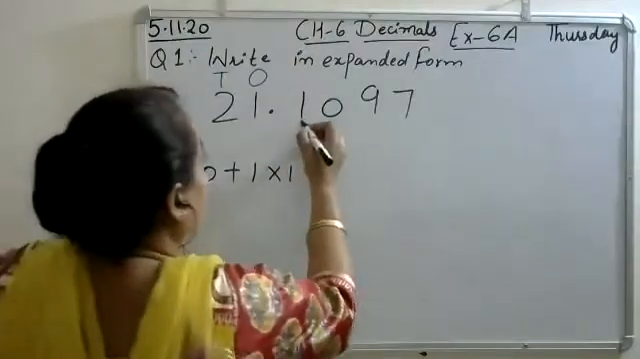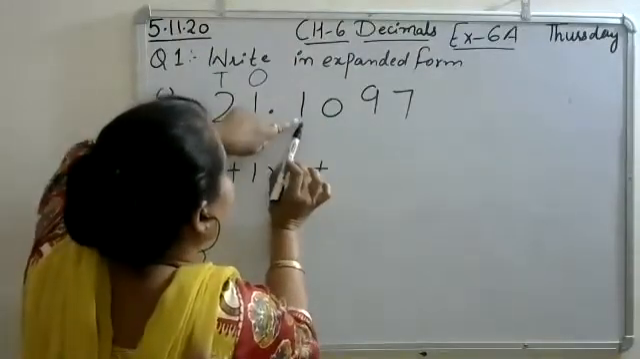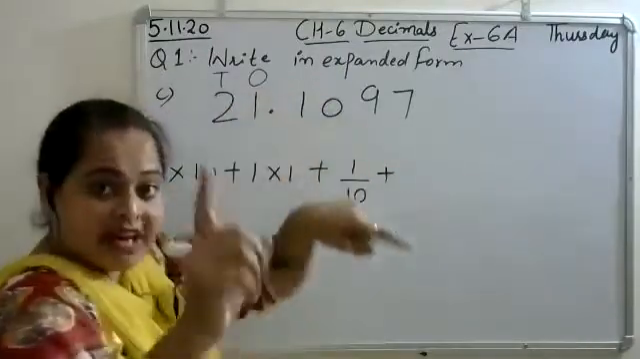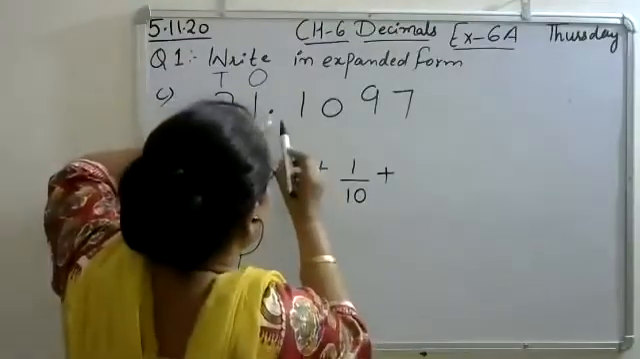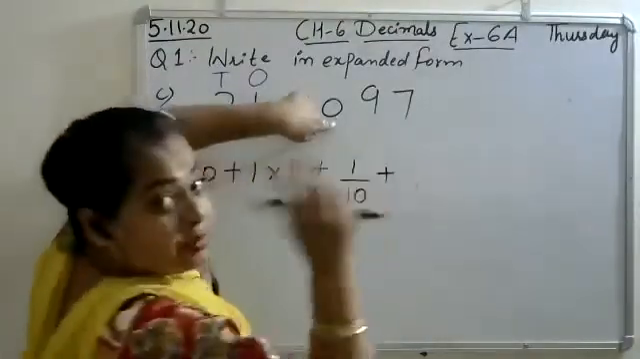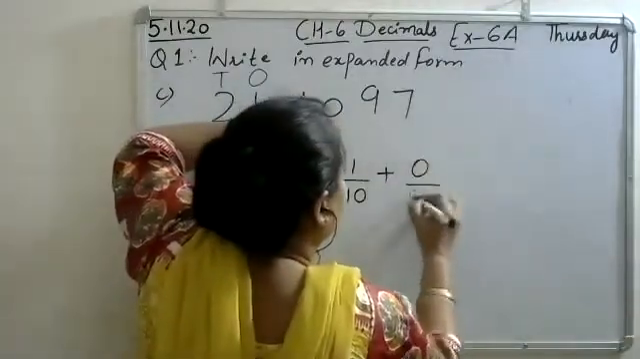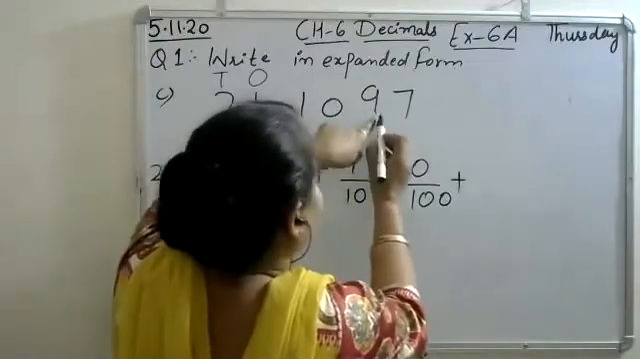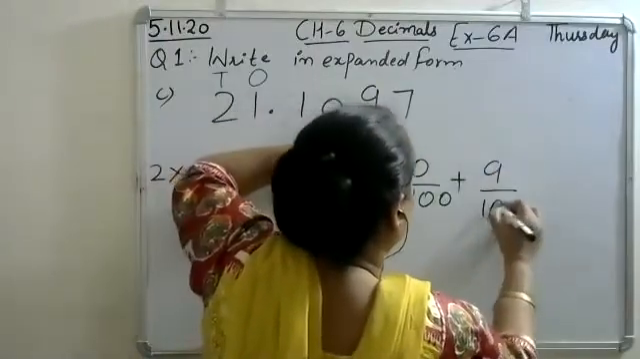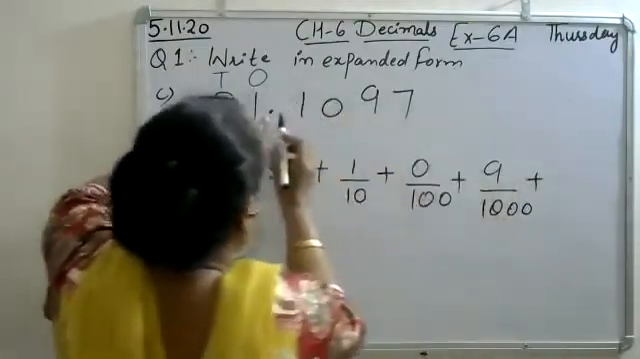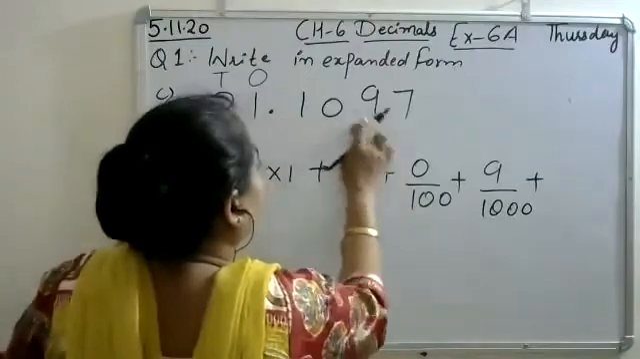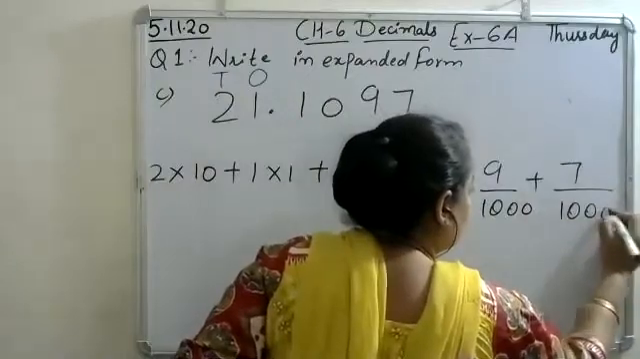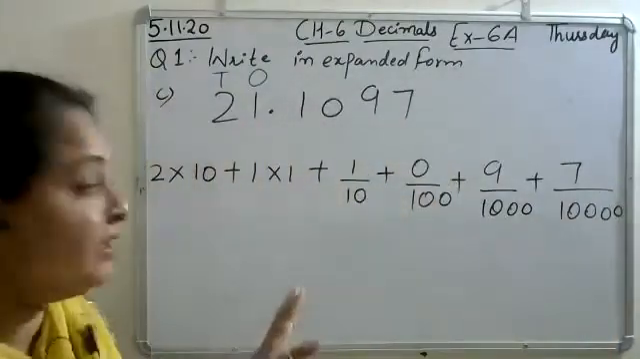So the first place after the decimal is 1 divided by 10. First means 1 zero. Then after the decimal, this second place. Second place means 2 zeros, 100 in the denominator. Then the third place after the decimal, 9 divided by 3 zeros, plus. The fourth place after the decimal: 1, 2, 3, 4. Fourth. So 7 divided by 4 zeros. So this is the expanded form.